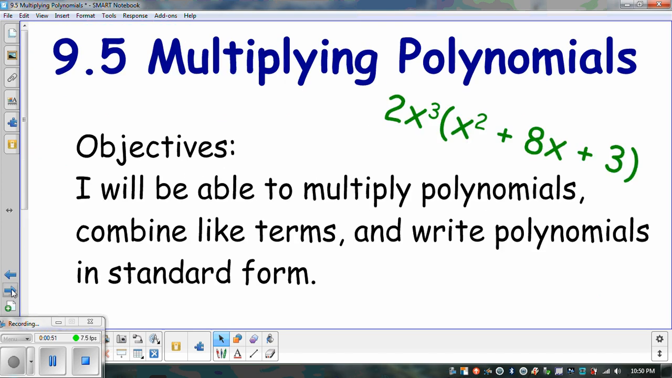I am excited. We are finally getting to my favorite part of algebra. We are multiplying polynomials. Your objective that you are writing down for today is I will be able to multiply polynomials, combine like terms, and write polynomials in standard form. Pause for as long as you need to get your objective down, and then move on when you're ready.